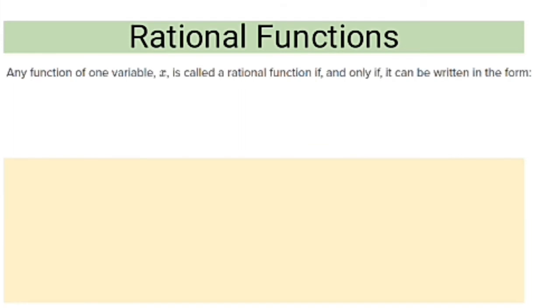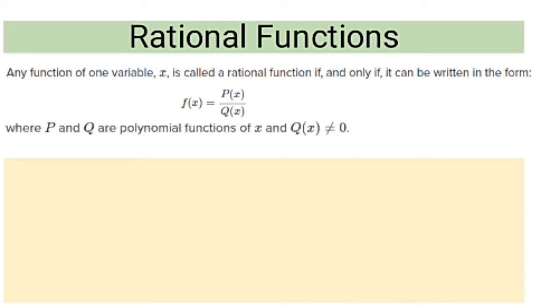Next we have the rational functions. A rational function is any function of one variable x that is called a rational function if and only if it can be written in the form f(x) equal to p(x) over q(x), where p and q are polynomials of x and q(x) should not be equal to 0.